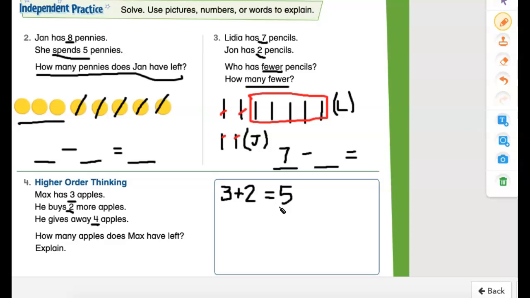So one more time. If I have 5 apples now, because I had 3 and I bought 2 more, now I have 5. If I give away 4 of those apples, how many do I have left? So you are going to write the subtraction problem for your total number subtracted by how many you give away and how many do you have left.